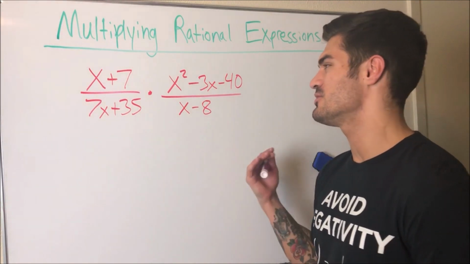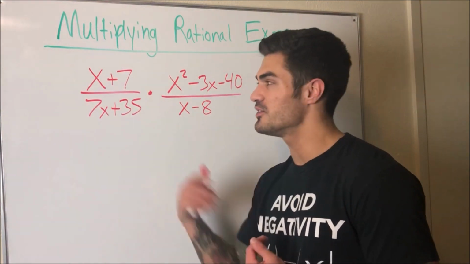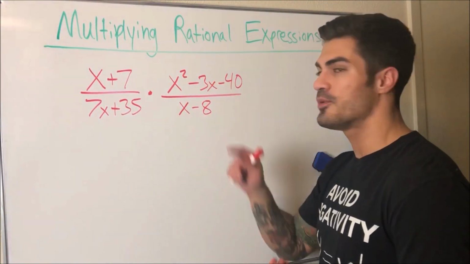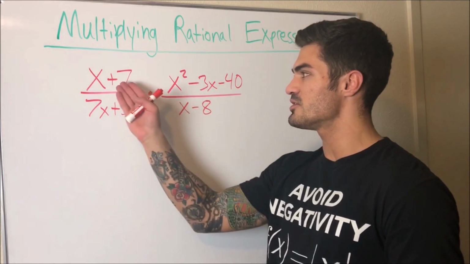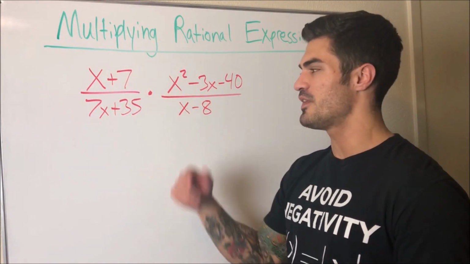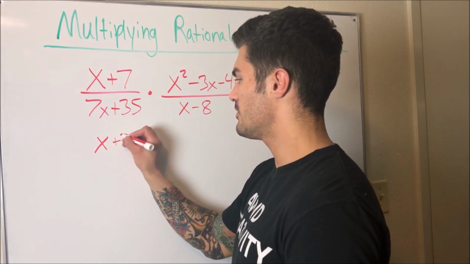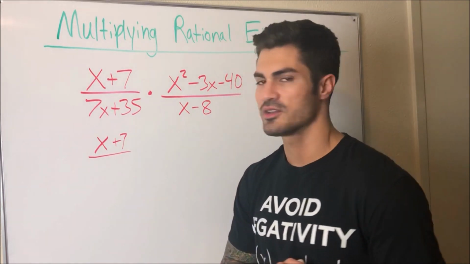We have these two rational expressions. They are being multiplied. So what's the first thing we do? We factor the top and the bottom of both these rational expressions. So I'm going to factor this numerator and this denominator. It looks like this numerator will not factor, so I'm going to keep it as x plus 7. I can't take out any common factor. It has to just stay like that, x plus 7.